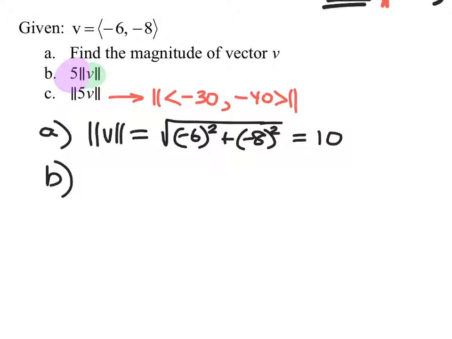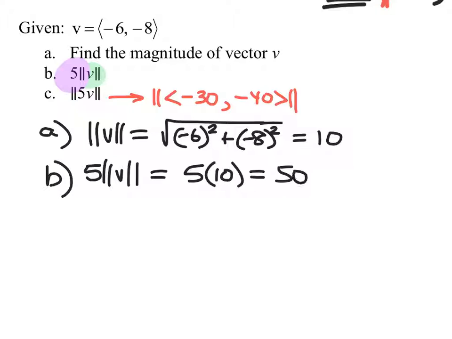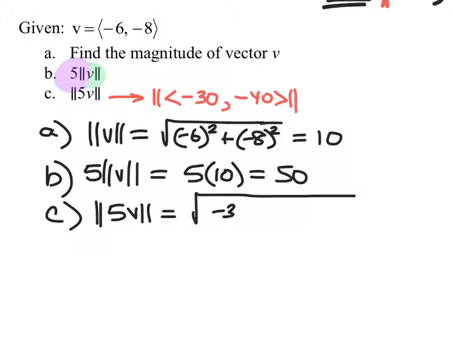Now for B, 5 times the magnitude of v is really just saying 5 times our answer to part A. So 50. Nice and easy. C is telling us when we're finding the magnitude of 5v, we're finding the sum of the squares under the root. It's going to be the same thing, because you get 900 plus 1600 is 2500, the root of which is 50.